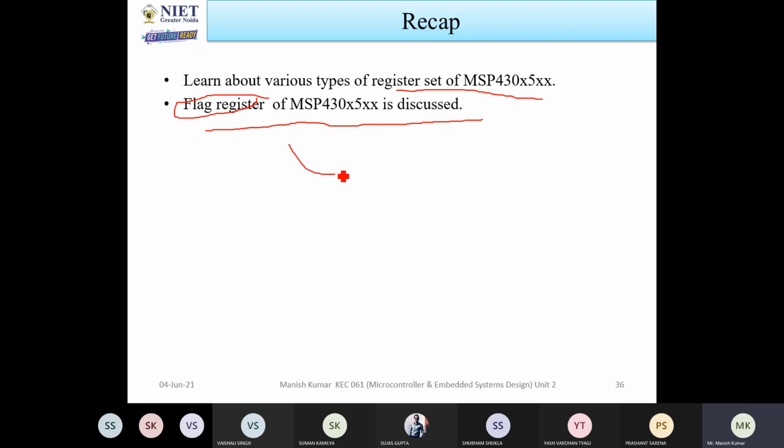These registers will indicate the result. After any operation, you can get certain results, and from those results the microcontroller will understand something, like zero flag, sign flag, negative flag, carry flag, overflow flag, like that. So with the help of these flags, the microcontroller understands what type of things will happen.